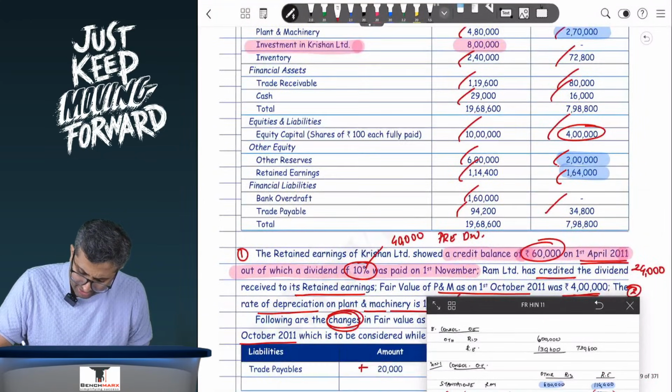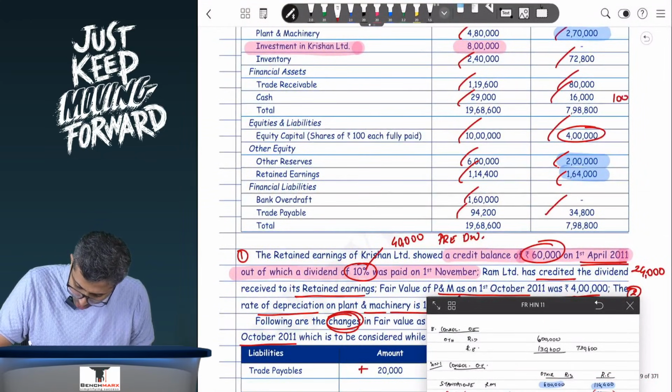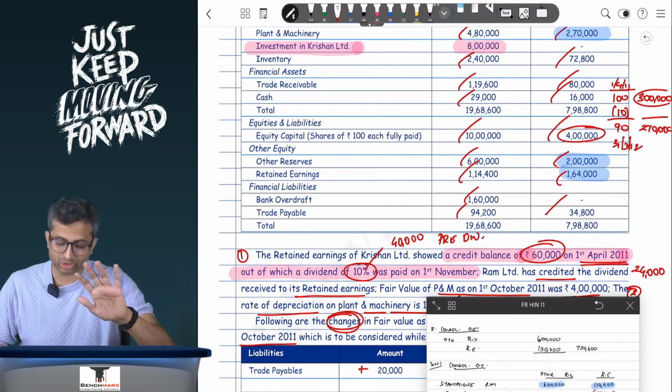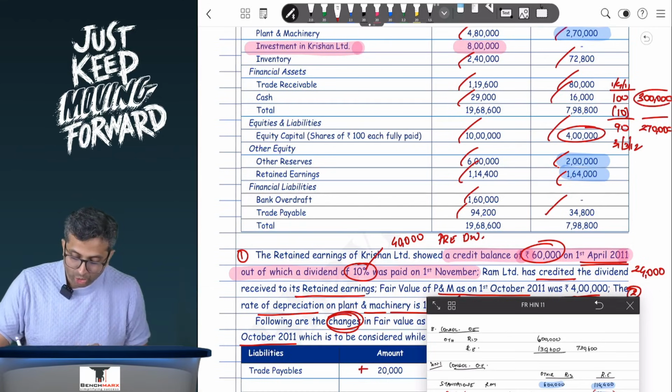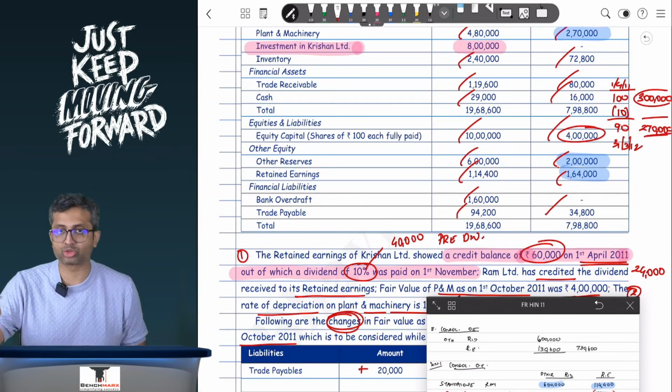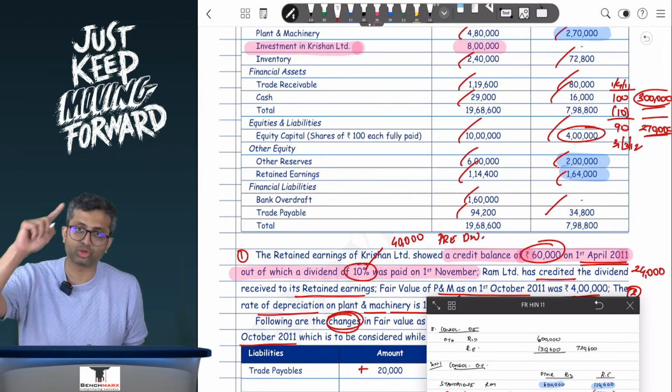So you can say that, well, if 100 was the balance on 1st April 11, minus 10 rupees of depreciation will bring to 90 at 31st March 2012, which means if 2 lakh 70 is equivalent to 90, then 100 is equivalent to how much, sir? That will be 3 lakhs. And on 100, there will be a depreciation of 10. So that is 30,000 of depreciation. So will I take 2 lakh 70? No, sir. That is on 31st March 12. Will I take 3 lakhs? No, sir. That is on 1st of April 11.